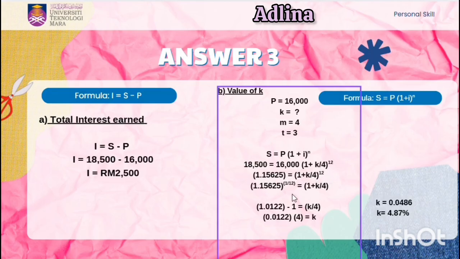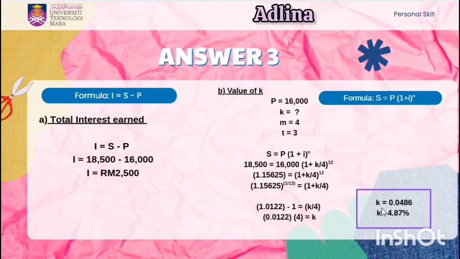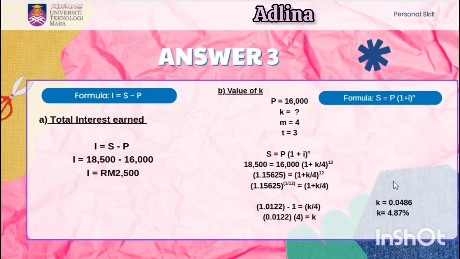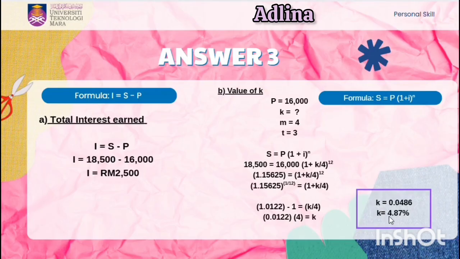So now you move the power of 12 to the left side again, and instead of 12, you put 1 over 12. So 1.15625 with the power of 1 over 12. Then you will get the answer of 1.0122. Actually, I take 4 numbers after the decimal. Then you move the positive 1 to the left side, it becomes negative 1, remaining k over 4. So now you will get 0.0122, and then the division by 4, you move to the left side and it becomes multiplication by 4. So 0.0122 times 4 becomes k. So the answer for k is 0.0486. But we want the interest rate, so you need to change to percentage by multiplying by 100 and then you will get 4.87%. This is how you will find the value of k.